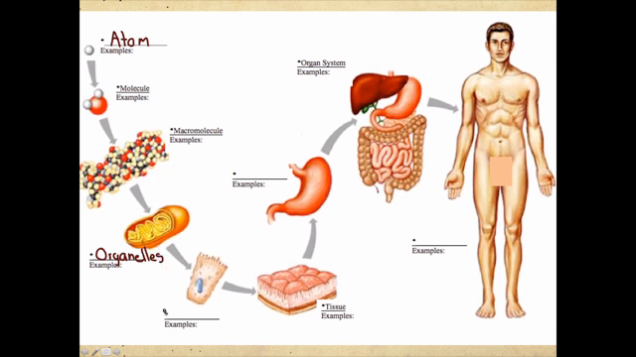Organelles come together with other organelles to build cells. Cells of similar types form tissues. Tissues come together to form organs. Organs rarely work alone, so they come together to form organ systems. And then finally, all the organ systems in the body come together to build the organism. Okay, so these are the 9 levels that you're going to need to know, and we're going to go over examples for each of them now.